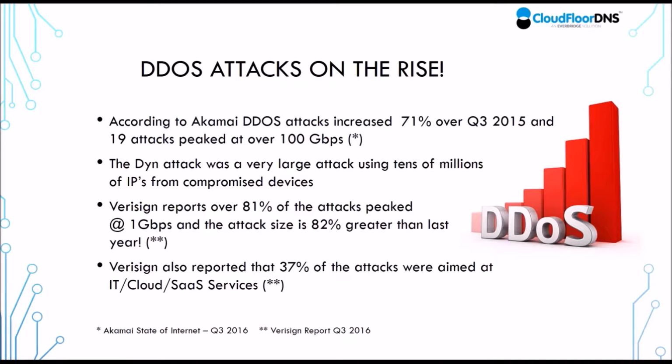So VeriSign also reported over 81% of the attacks peaked at 1 gigabit a second, and the attack size is 82% greater than last year. So there's definitely a significant increase in DDoS attacks and their threat. And then VeriSign also reported that 37% of all the attacks were aimed at IT, cloud, and SaaS services. And that's the highest percentage within a certain vertical. Other industries are banking and online media, et cetera. But definitely IT, cloud, and SaaS services seem to be a major target.